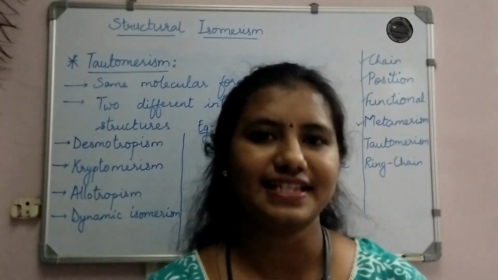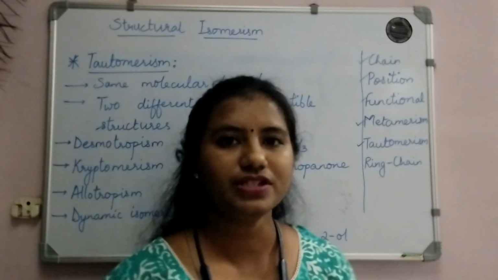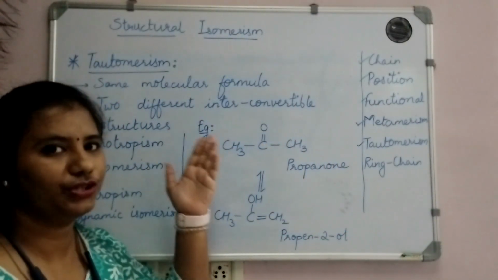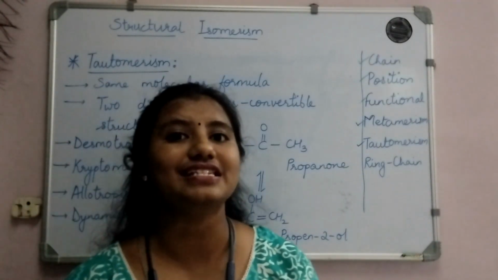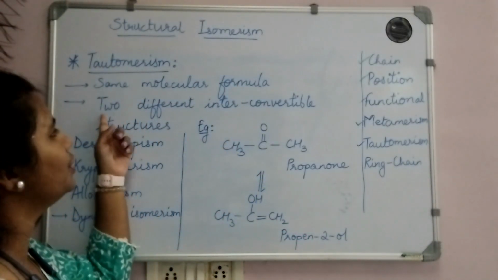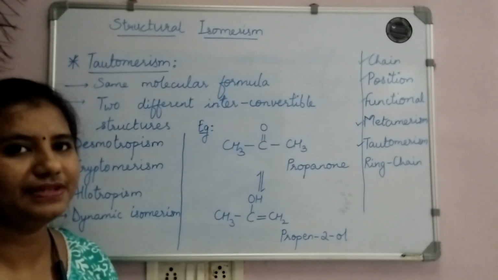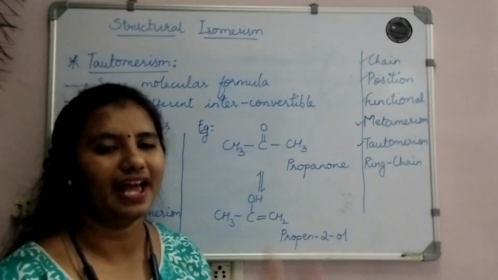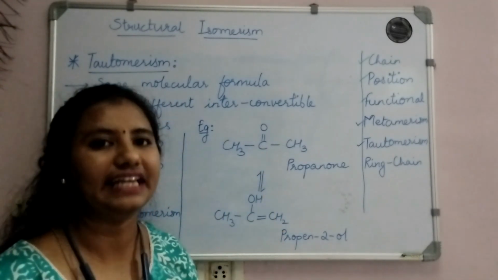We move on to the next part, that is tautomerism. Now, what is tautomerism? Well, tautomerism is having the same molecular formula for two different structures, but these two structures are just interconvertible forms of each other. That means they are two different interconvertible structures of each other. Now what happens here is I have two compounds over here. The first one is propanone. I have an acetone molecule over here where you can see the functional group is ketone.